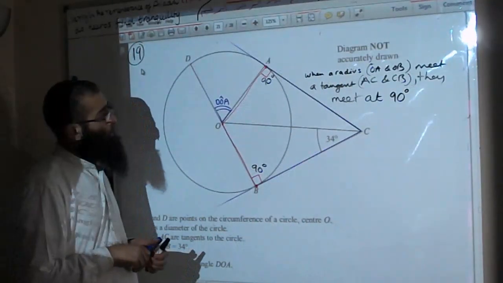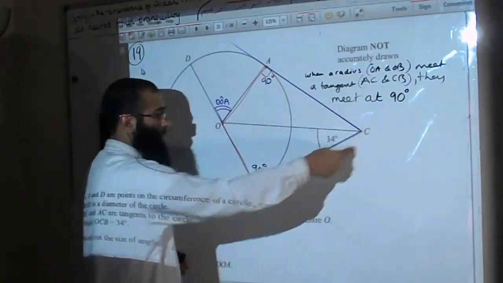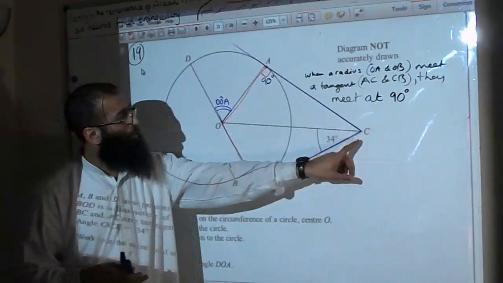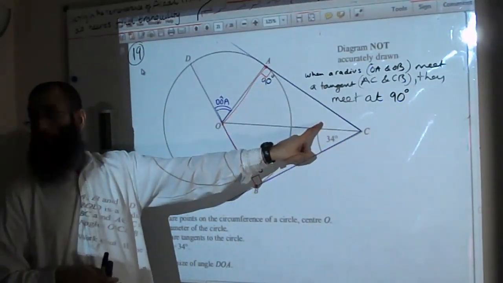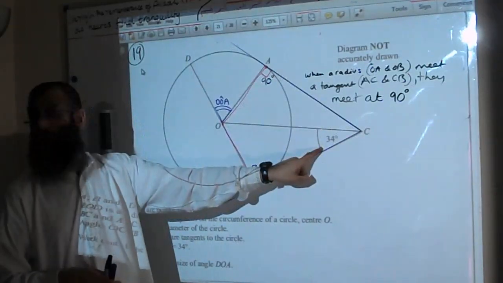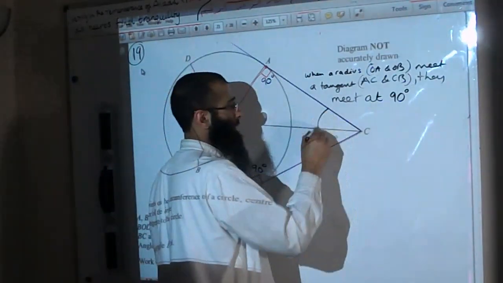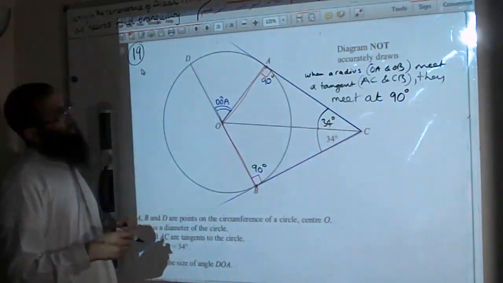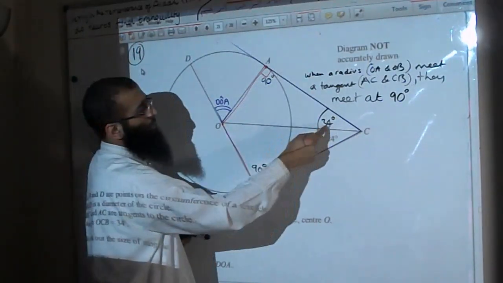Okay. Now, if we start from the point C and we go to A, and from that same point we go to B, what can we tell from that kind of diagram? If we start from the same point, what will that angle be? This angle will also be 34. It's symmetrical. Okay, that's looking good so far. So we know this, we know that, we know this.